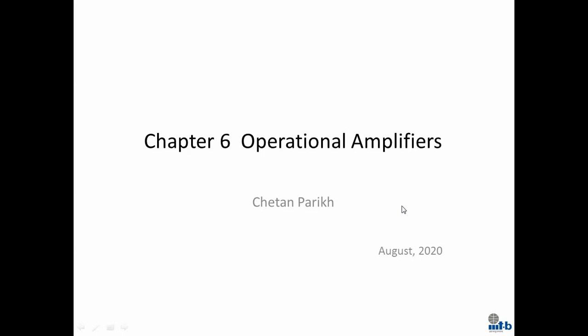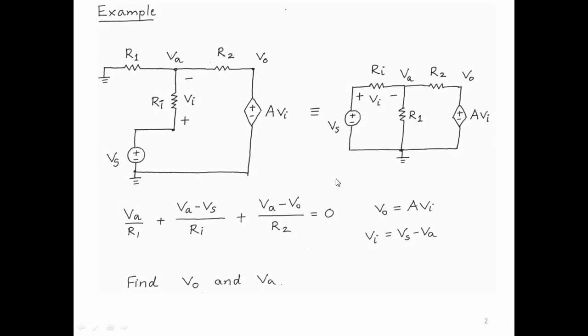Today's lecture we'll do chapter 6, which is about operational amplifiers. Let us begin by looking at this interesting circuit which is key to understanding operational amplifiers. So there is a voltage source Vs, there is a resistance Ri, R1, R2, and there is a dependent voltage source whose value depends on this voltage Vi across Ri.